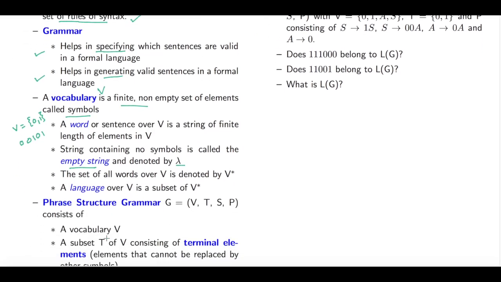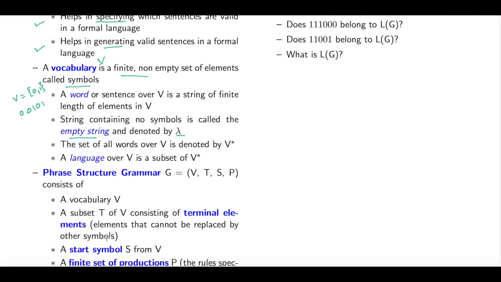And the set of all words over V is denoted by V star, and a language is defined by a subset of the set of all the words over V. Okay, in other words, a language is just a subset of V star. Okay, now we talk about a special kind of grammar, which is a phrase structure grammar.